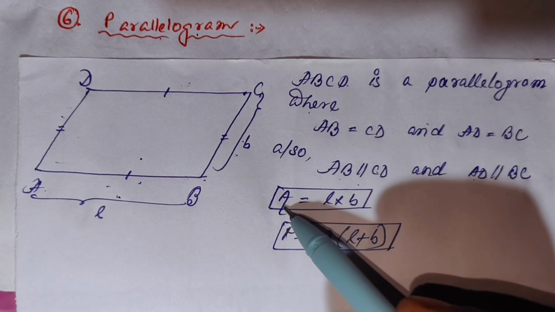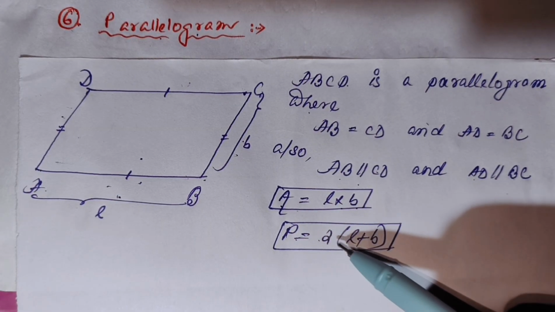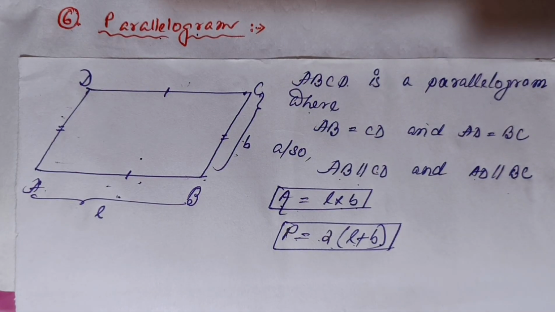And what is the area? A is equal to L into B. It means length into breadth. Perimeter equal to 2 into (L plus B). Chalo next.